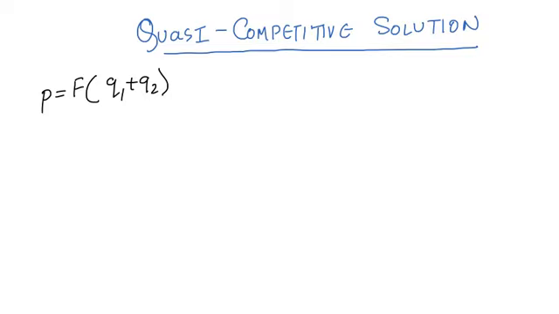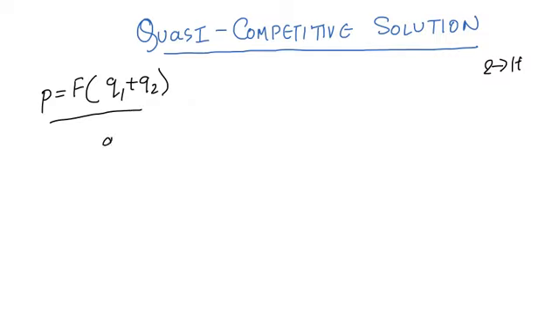Today we'll be doing the quasi-competitive solution. Now P is equal to F(Q1 + Q2). We consider a market in which there are two firms which produce one homogeneous product. The inverse demand function states price as a function of the aggregate quantity sold. That is, I have already written P equals F(Q1 + Q2).